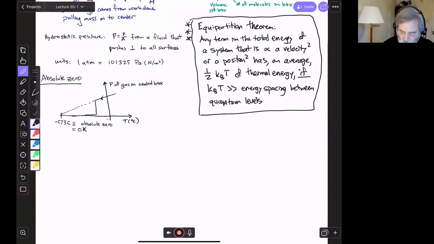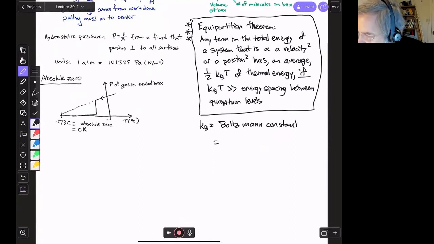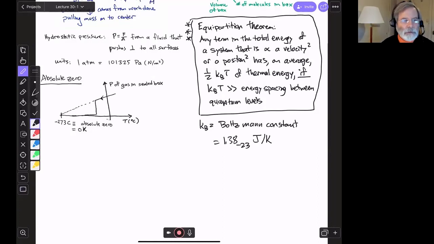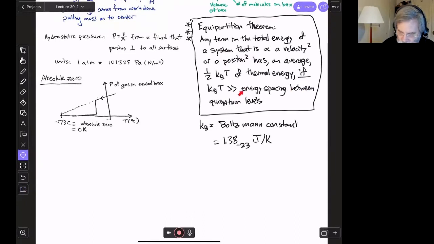So first, let's talk about the kB that appears in here. I think we've talked about this before, but just to remind you, this is the Boltzmann constant, and it has the value, just looking this up in the back of our book, 1.38 times 10 to the minus 23 joules per Kelvin. In the other course that I'm teaching, students measured that Boltzmann constant by measuring the electrical noise from a resistor. Pretty cool experiment.